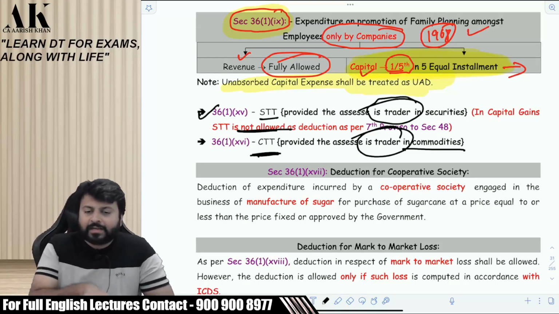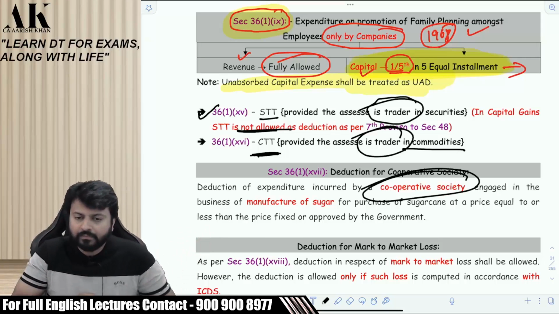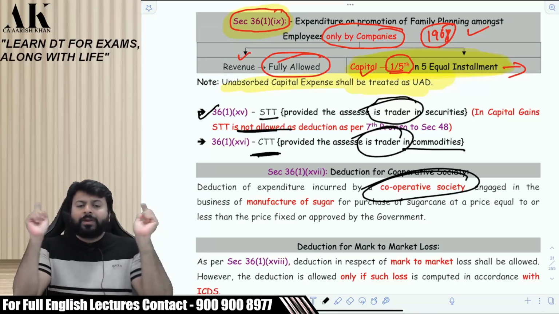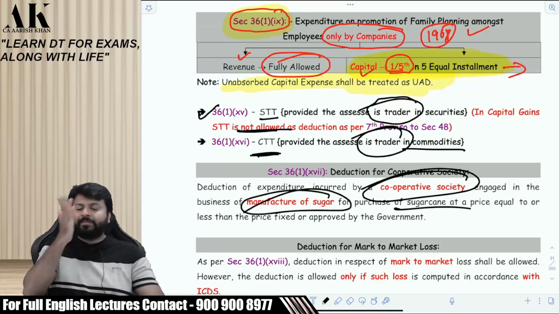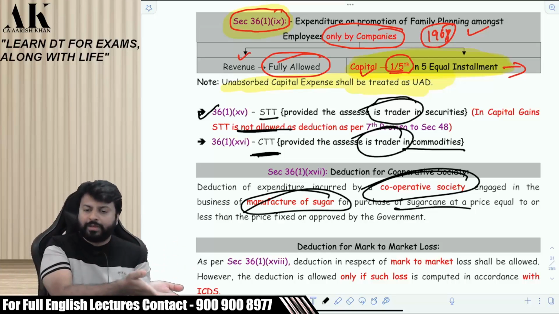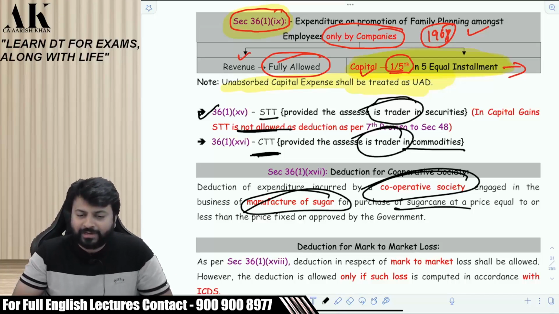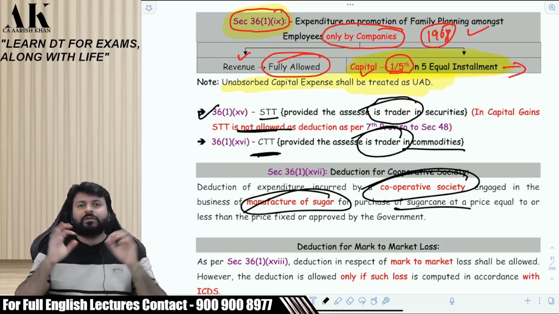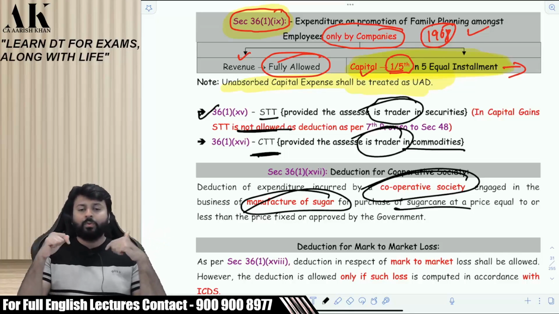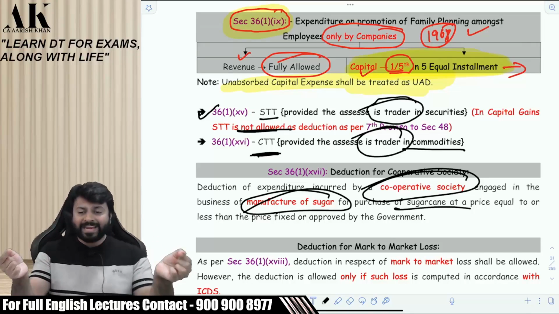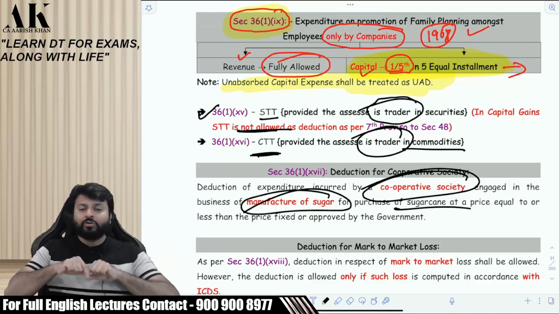Anyway, the next section is only for a cooperative society, not for anybody else. That too, if a cooperative society is engaged in manufacturing of sugar by purchasing sugar cane. Obviously, by purchasing sugar cane only you will make sugar; you will not make sugar by purchasing wood. So, who is eligible for this deduction? A cooperative society, when it buys sugar cane to manufacture sugar.